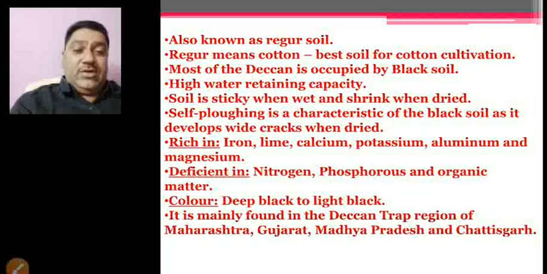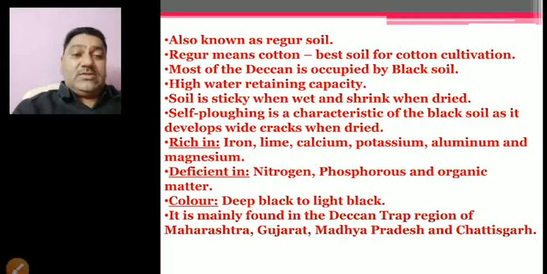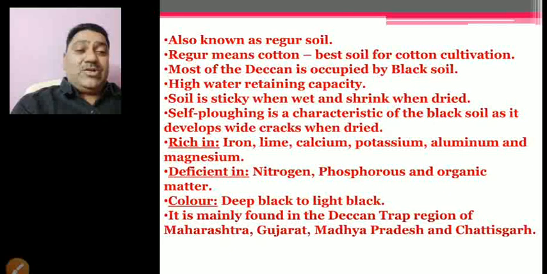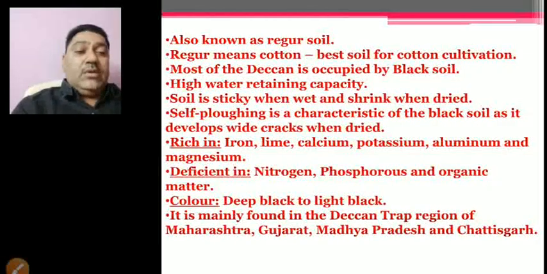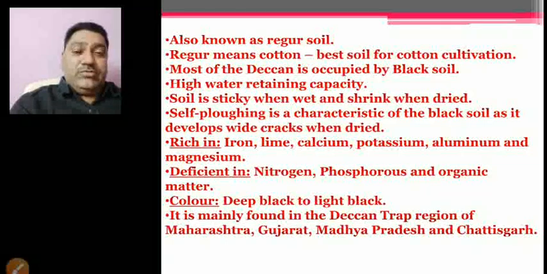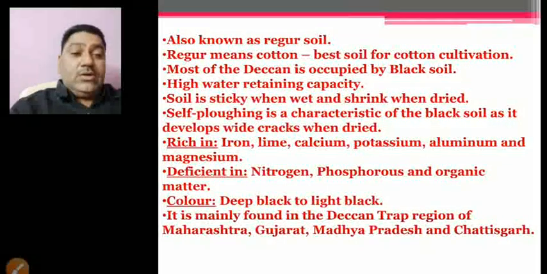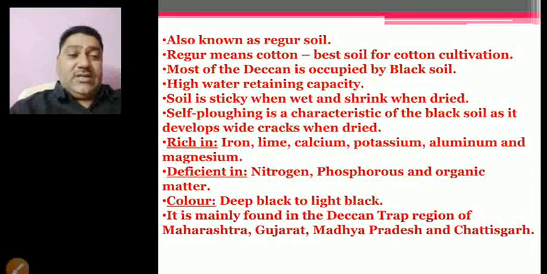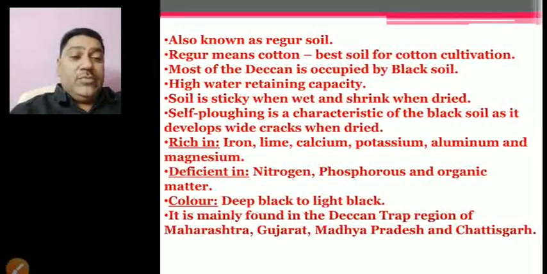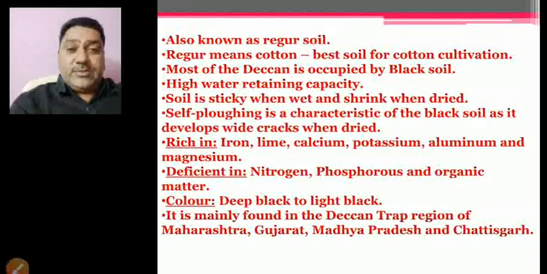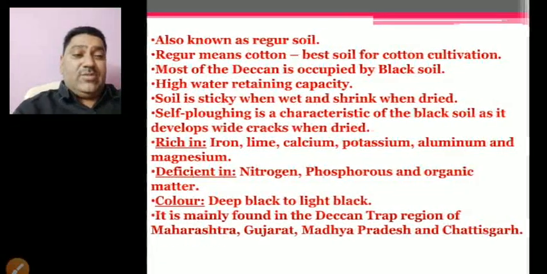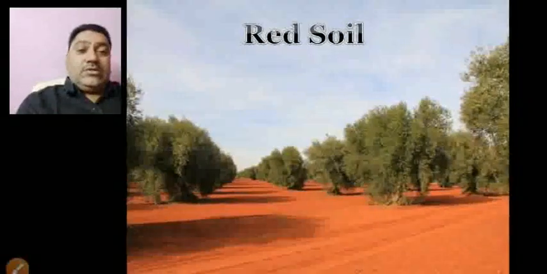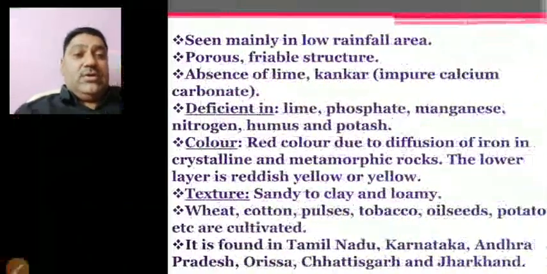Now, as I said, every soil is rich in certain chemicals. This soil is rich in iron, lime, calcium, potassium, aluminium, magnesium, etc. But it is deficient in nitrogen, phosphorus, and some organic material. Therefore, it is second to alluvial soil in fertility. Now, color can be deep black, that is dark black, to light black, and it is mainly found in Deccan Tract. In the textbook you can see what is Deccan Tract, and this Deccan Tract consists of Maharashtra, Gujarat, Madhya Pradesh, Chhattisgarh, etc.